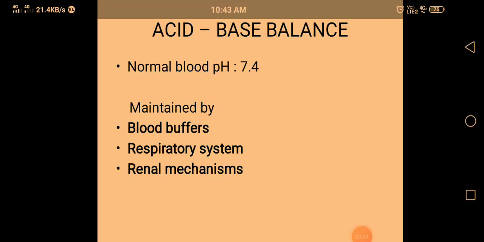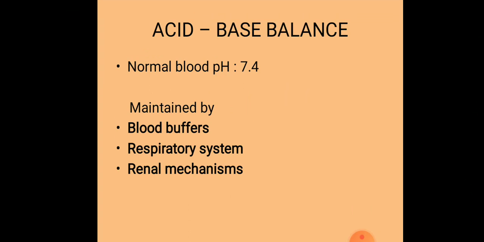Today's class is blood buffers. We know the normal blood pH, it is 7.4. Now, this blood pH is maintained by the blood buffers, respiratory system, and renal mechanisms.